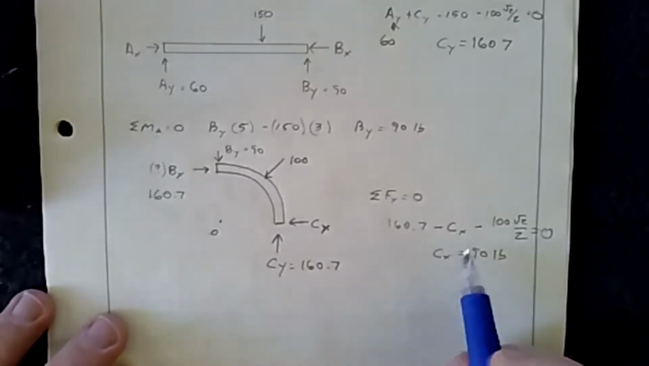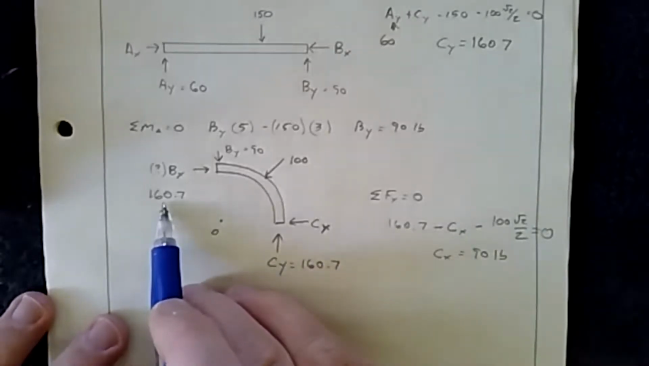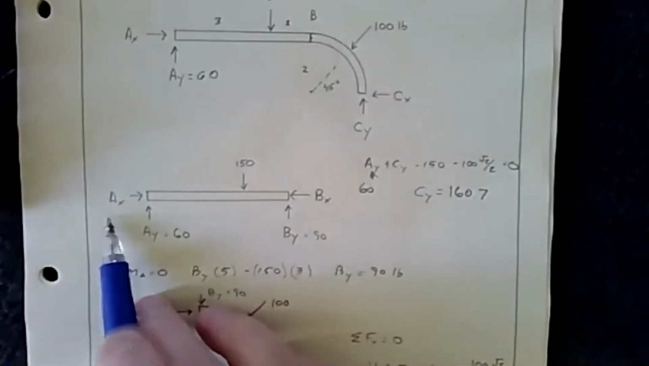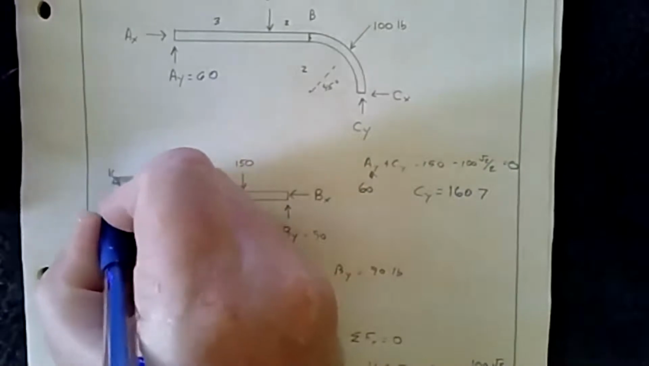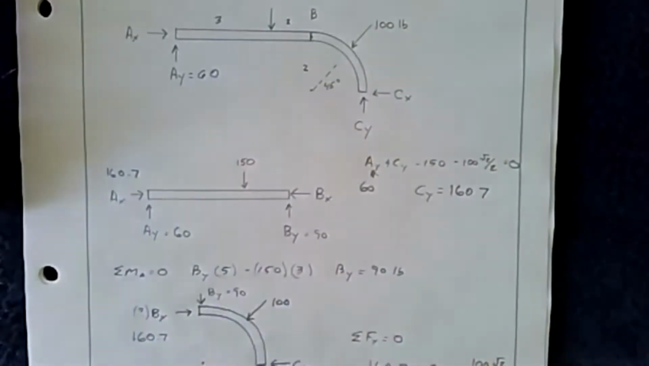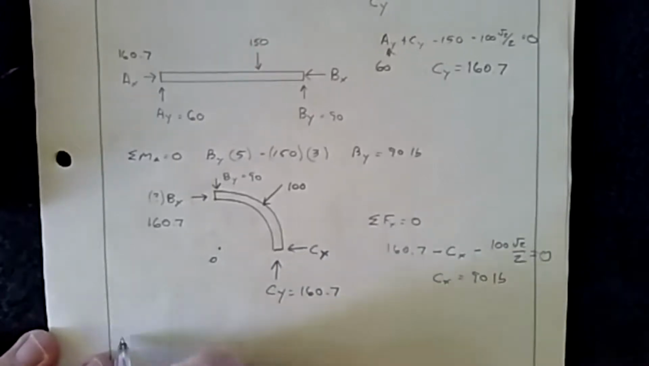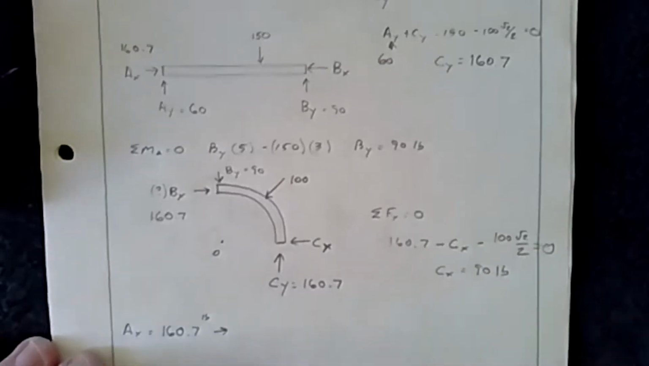Now we've established that BX is 160.7. But if we go up here, we know that AX and BX are equal. So therefore, AX is 160.7. Okay? So it all kind of fell together. So if we write it down here, we know that AX equals 160.7 going that way, pounds, proper sig figs.